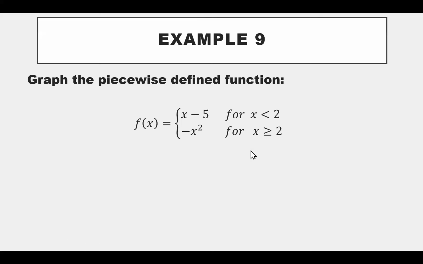I typically don't have people graph those piecewise defined functions by hand, but you could do that by hand in the exact same format we just did. It looks like the line y equals x minus 5 for the x values less than 2. It looks like the parabola y equals negative x squared for the x values greater than or equal to 2.